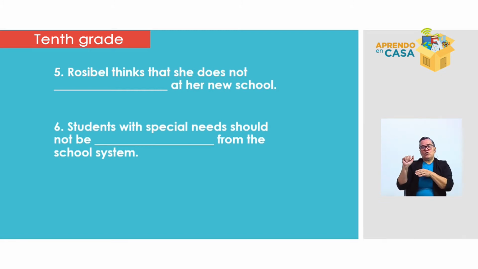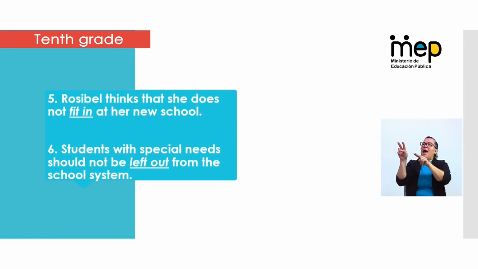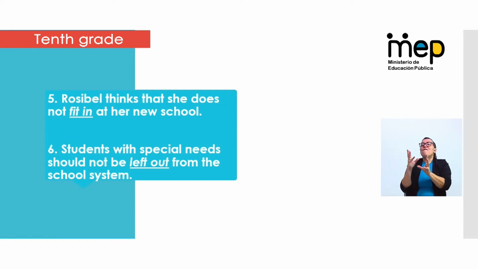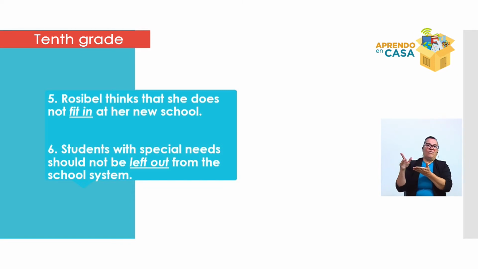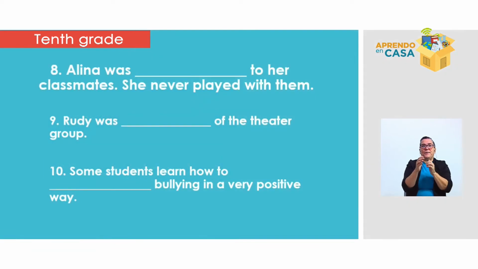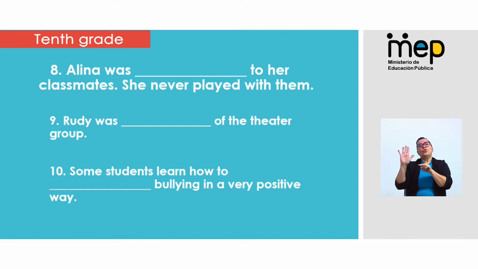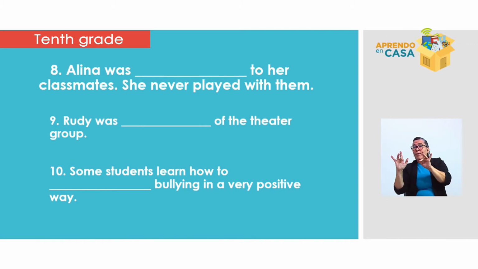Okay, so let's see your answers. Number 5, fit in. Fit in, very good. And number 6, exactly, that is left out. Left out. You're doing a great job. Okay, so let's continue with the rest. It says, Alina was ___ to her classmates. She never played with them. Then we have, Rudy was ___ of the theater group. And number 10, some students learn how to ___ bullying in a very positive way.